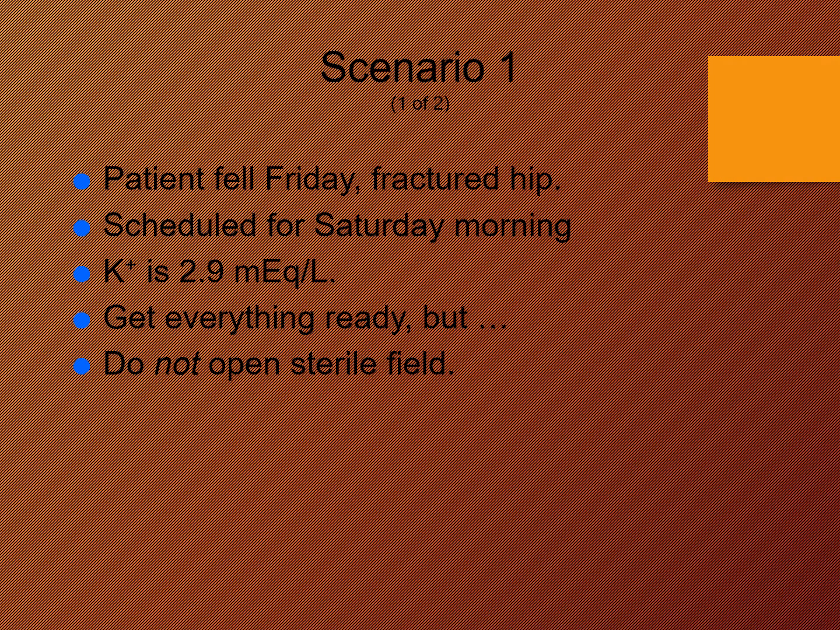So we're going to talk a little bit about a couple scenarios here and what we might do due to their potassium levels. First up, scenario one. We have a patient that fell on Friday and fractured their hip. They are scheduled for surgery on Saturday morning. Their potassium level is 2.9. So in this case, we're going to get everything ready, but we're not going to open the sterile field. Why is that? The potassium levels are not in the normal range. We mentioned that 3.5 to 5.0 is the normal level, and you can see that they're below that. So in this example, we're going to just hold off for a little bit.